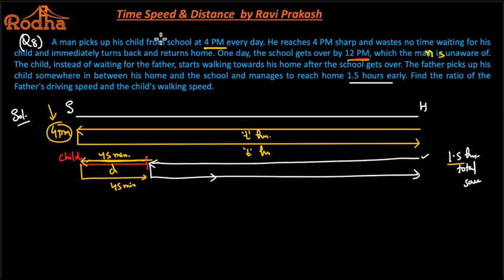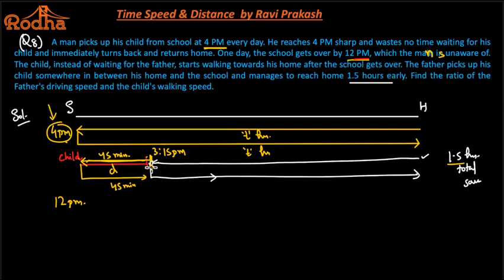So school closes at 4 p.m. and that day school was closed at 12 p.m. Right? So now what has happened? The person would normally reach here at 4 p.m. But now he has saved 45 minutes. That means he has reached this point at 3:15 p.m., guys. Correct, no? Because he saved 45 minutes, he would otherwise reach the school at 4 p.m. But he has reached this point at 3:15 p.m.